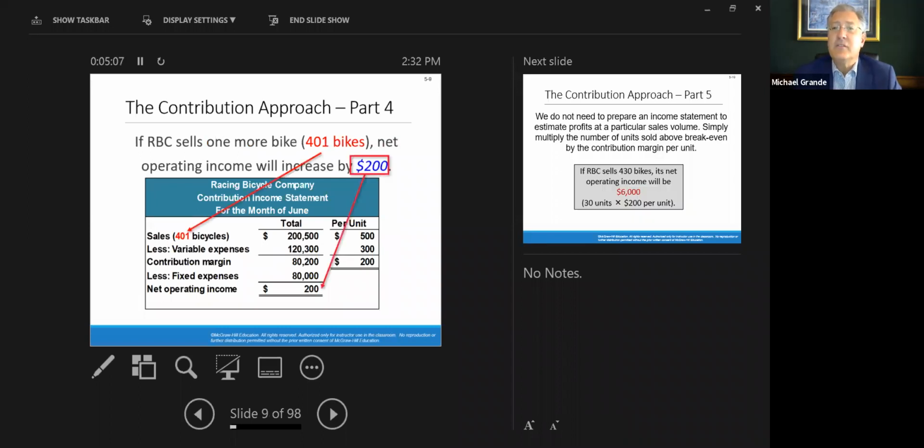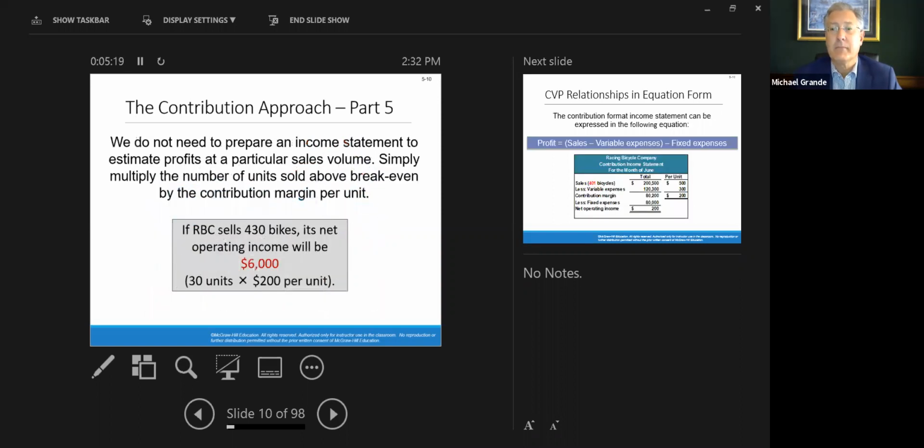If RBC sells one more bike, 401 bikes, net operating income will increase by $200. That is the contribution margin on one bicycle. We do not need to prepare an income statement to estimate profits at a particular sales level. Simply multiply the number of units sold above the break-even point by the contribution margin per unit.